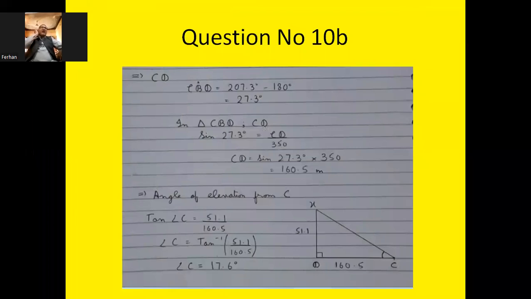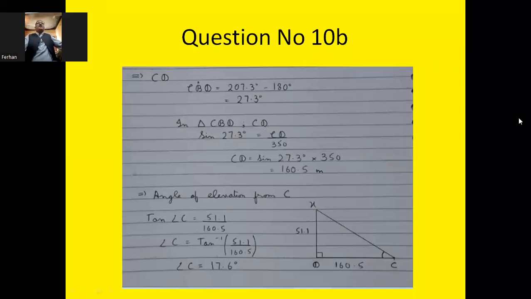Then I need to find the angle CBD, that is 207.3 minus 180, that will be 27.3. So in the triangle CBD, CD is the question. I need to find the distance between C and D. So sine of 27.3 will be CD divided by 350, and CD will be sine 27.3 multiplied by 350, that will be 160.5. I already know the height of the mast. Now I know the distance between C and D, that is 160.5.